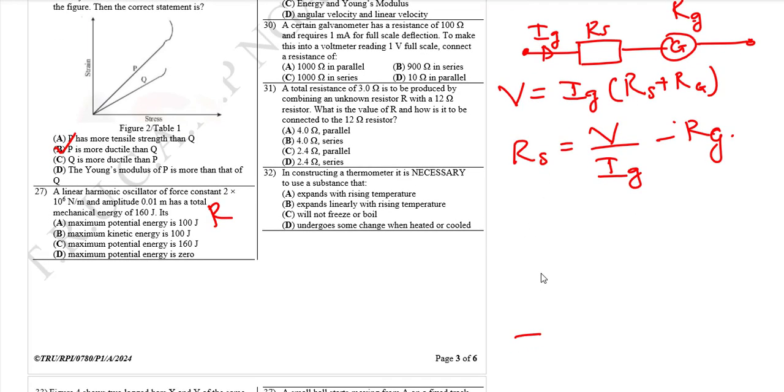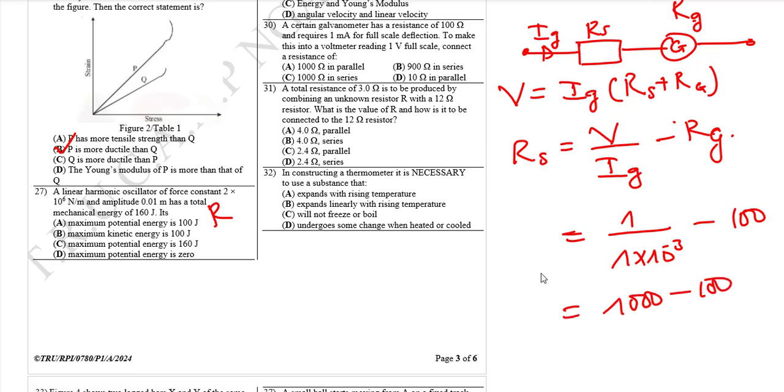Now what is V? Our V is 1 volt, so 1 volt divided by 1 milliampere, 1 times 10 to the minus 3, minus the resistance of the galvanometer, which is 100. So this is 1000 minus 100, so it gives 900, connected in series. Correct option B. Number 31.